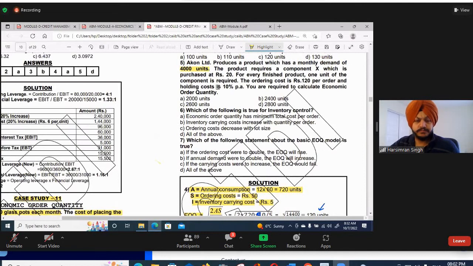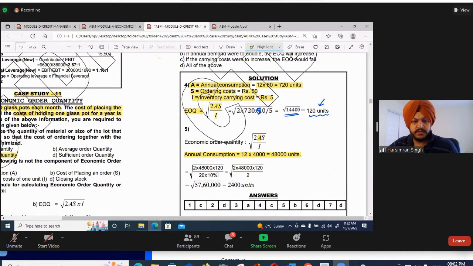Then he says, this product requires a component X. It needs a part X, which is purchased at 20 rupees. For every finished product, 1 unit of component is required. Okay. The ordering cost is 120 per order. So if you see the ordering cost is S. S is how much? 120. So if you see the numerator part is clear.